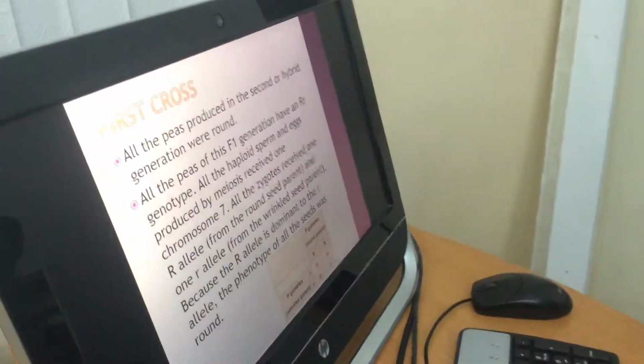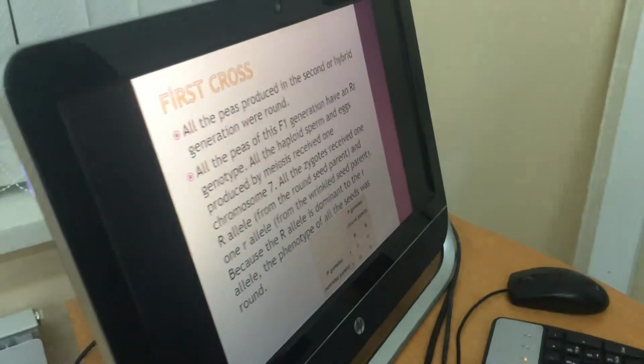All the peas produced in the first generation were round. All the peas of this F1 generation have an Rr genotype. All the haploid sperm and eggs are produced by meiosis. Then all the zygotes received one R allele and one r allele. Because the R allele is dominant to the r allele, the phenotype of all seeds was round.